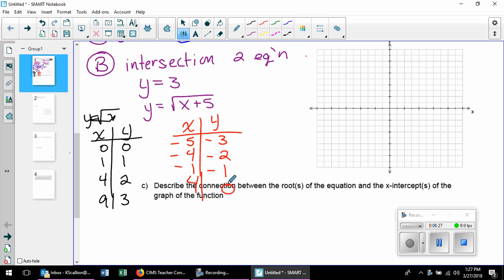You see your x-intercept? 4 and 0. Notice it's the exact same thing we solved algebraically. Well, I've been asked to do it graphically, but we'll do it because I said we had to.